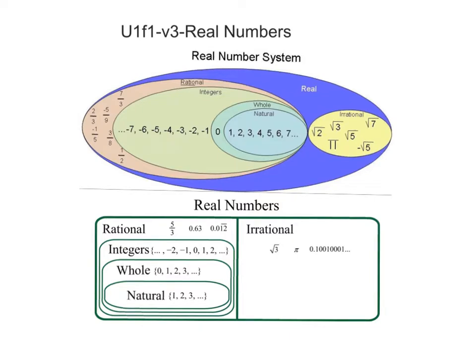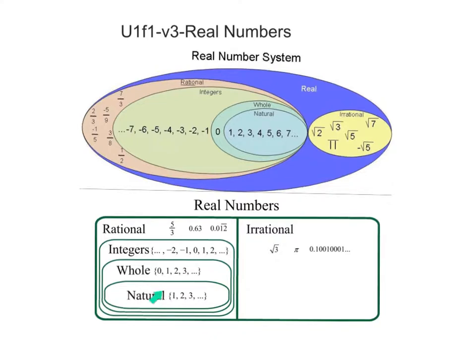Alright, this is Unit 1, Formative 1, Video 3, Real Numbers and the Number System. So we have two ways to represent the numbers, and there's another one on the next slide. But the first one is this one here, which is our natural numbers, which is the inside of the Venn diagrams. Natural numbers are numbers just 1, 2, 3, 4, 5. No zero, no negatives, no fractions.